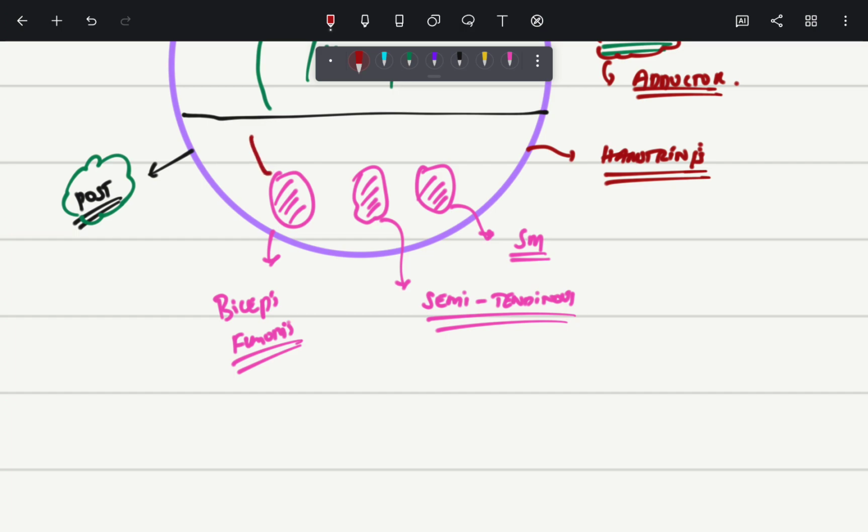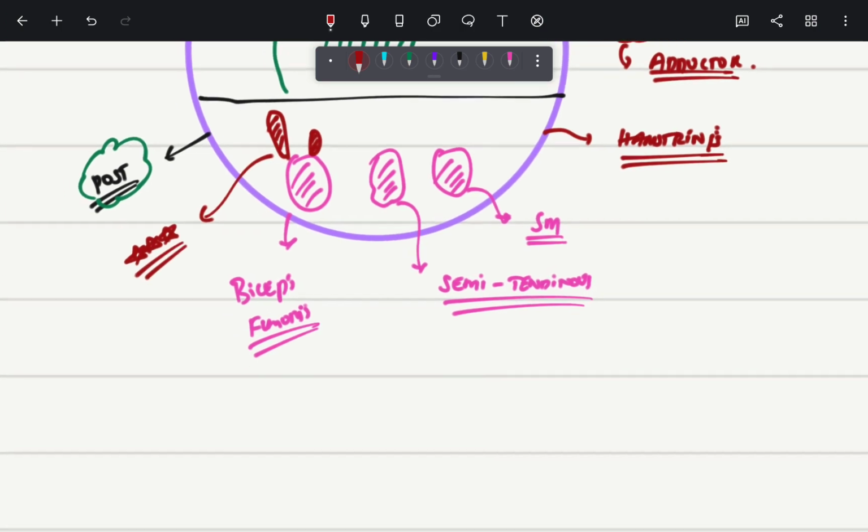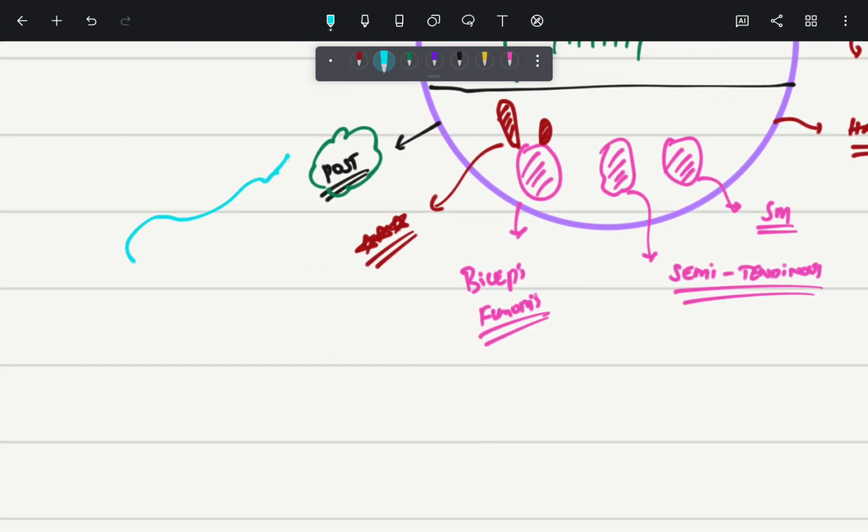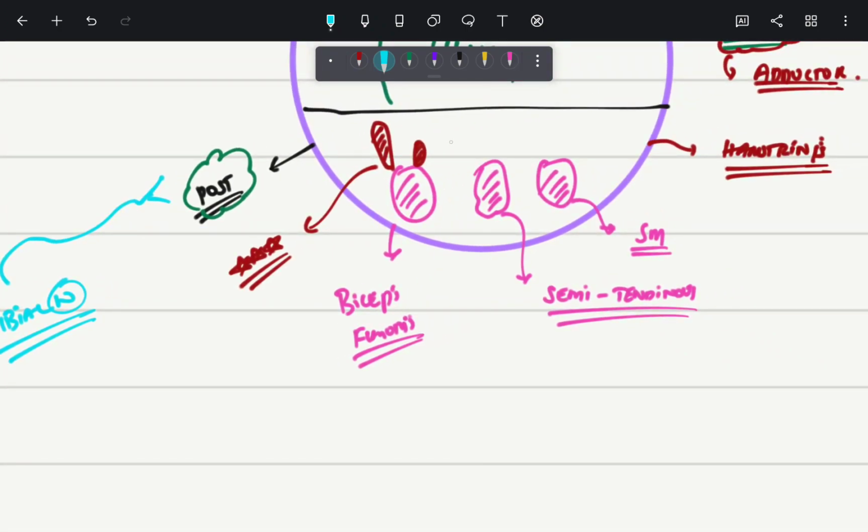Usually the biceps femoris is going to have a long head and a short head. Please remember this one, because the long head and the short head usually have different nerve supply. Since these three muscles, the hamstring muscles, are present in the posterior compartment, usually these posterior compartment muscles, which are your semi-membranous, semi-tendinous and the biceps femoris, are supplied by your tibial nerve.